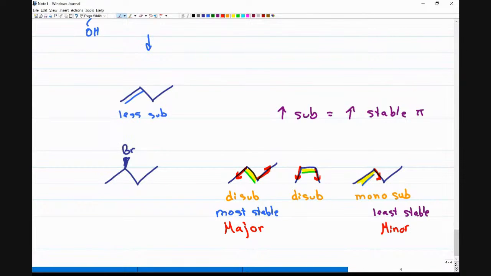Whose rule is this? Meaning this being the major product follows someone's rule. And what is that rule all about?